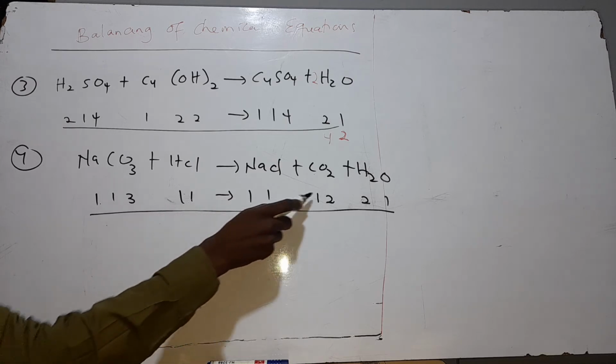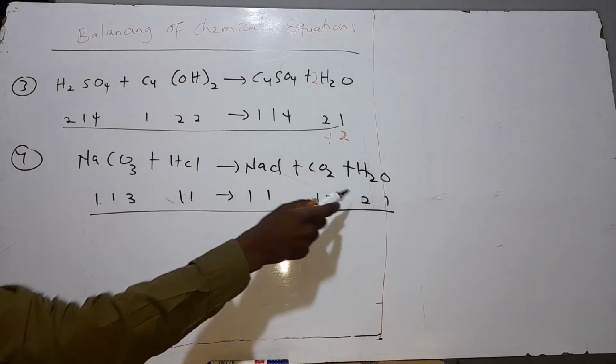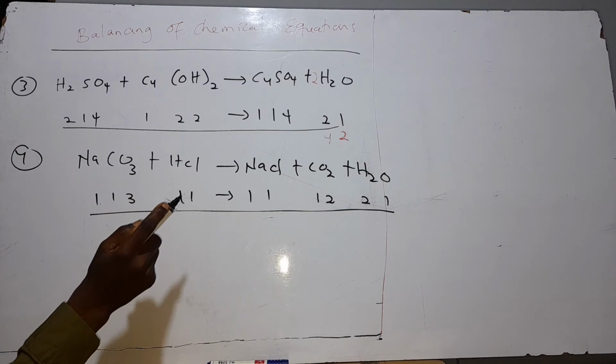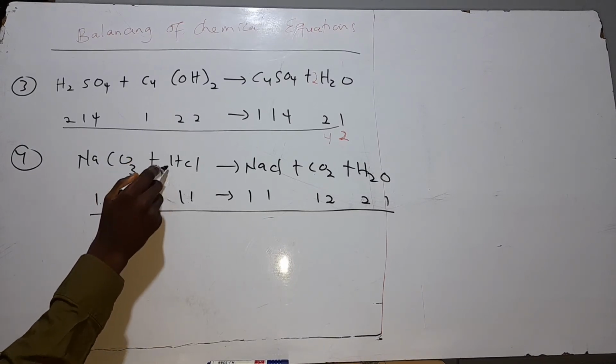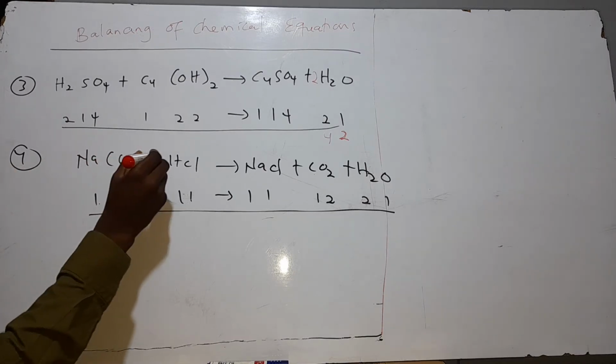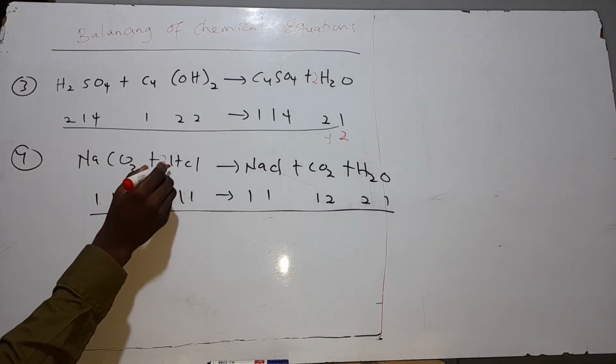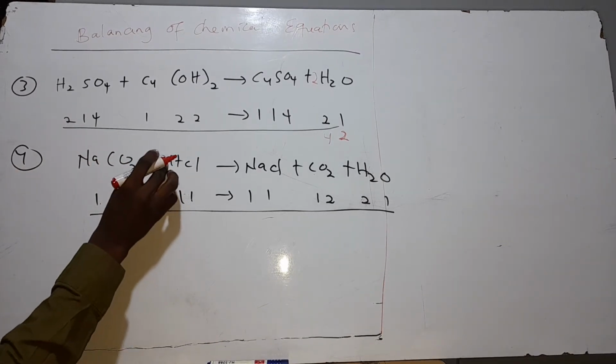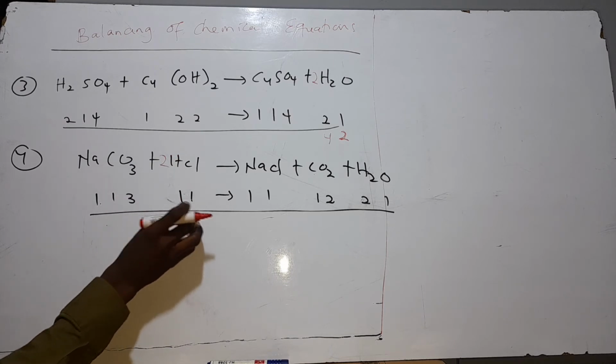But when I come to this side, I have how many of the H? 2. So what will I do to the 1 to make it 2? I have to do 1 times 2 to give you 2. So quickly, I introduce my 2 here. Now, anything you introduce here, see whether it will affect here. Whatever it will affect, you write it here.